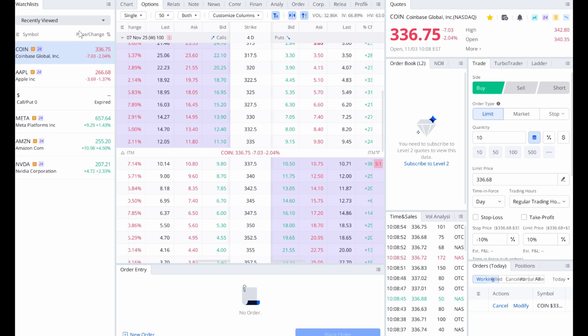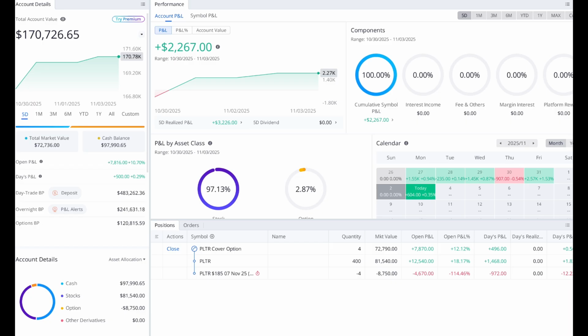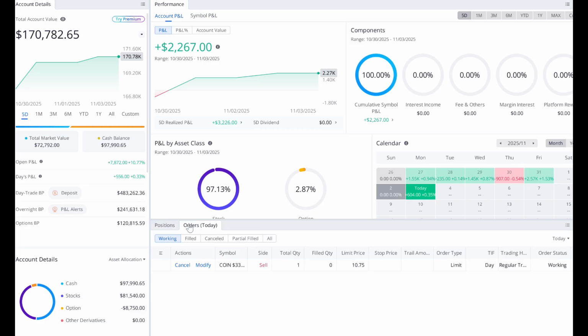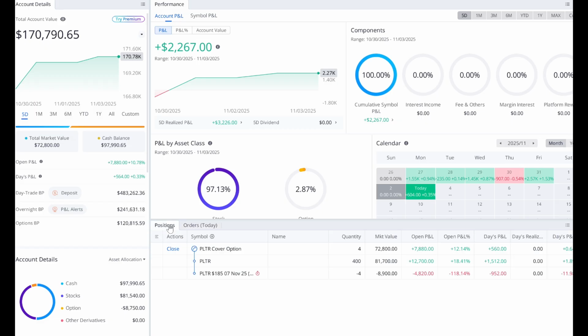Okay, so let's go back to the account and we'll see what's going on. Okay, so that's been submitted. Let's look at the orders here. So this is still working on that trade. Okay, so that trade is currently in progress. So we're going to do another trade here.